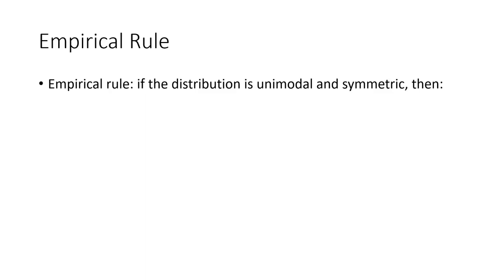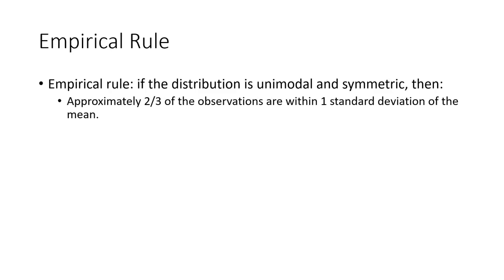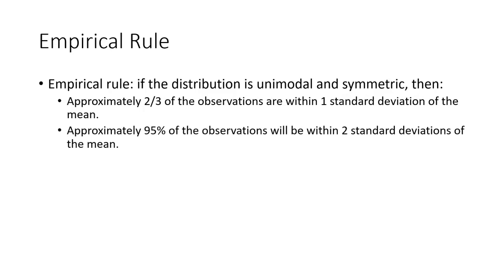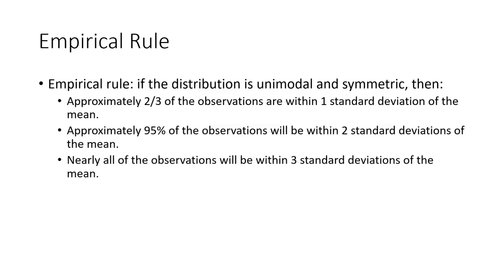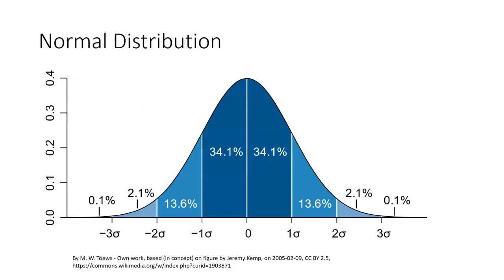The empirical rule states, if the distribution is unimodal and symmetric, then approximately 2/3 of the observations are within one standard deviation of the mean. Approximately 95% of the observations will be within 2 standard deviations of the mean. Nearly all of the observations will be within 3 standard deviations of the mean. This represents a normal distribution. You can see that 68% are within 1 standard deviation. An additional 27% is within 2 standard deviations, and outside of 3 standard deviations is a very small percentage.